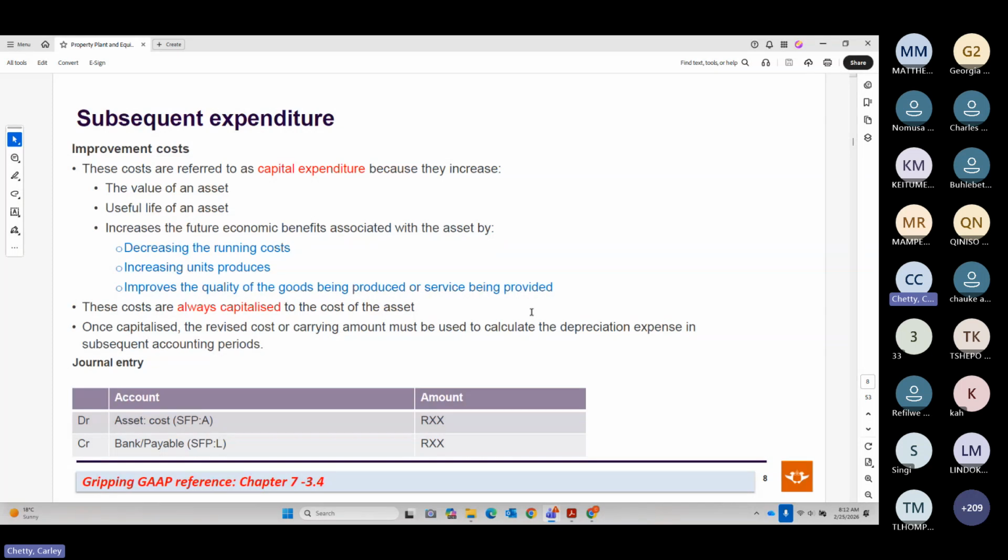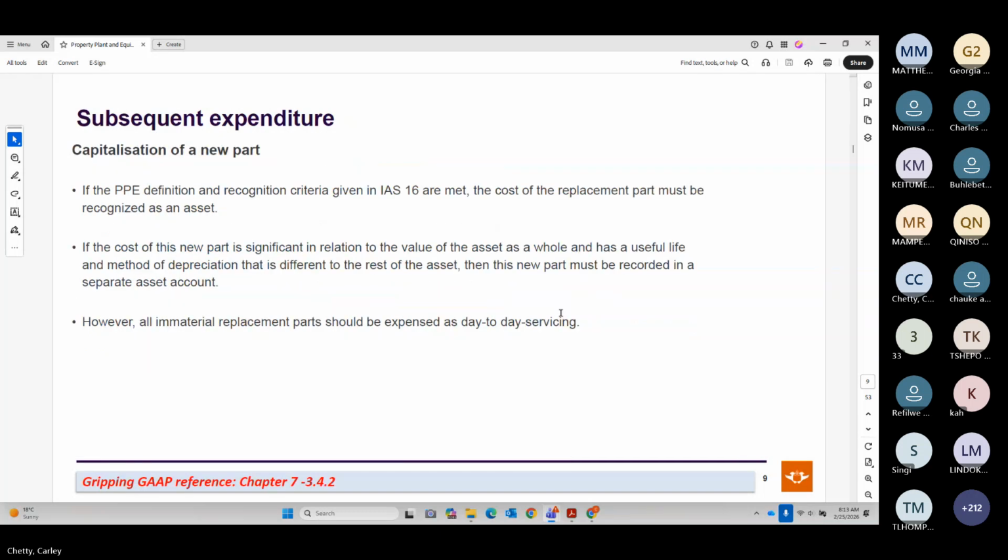Where we have an improvement cost and it results in a capitalization, the journal for that is going to be debit asset cost. And remember, you have to show that the asset is an asset. So if the asset is a vehicle, you'll say debit vehicle cost, and then in brackets, you'll show statement of financial position assets. Then credit bank or payable, depending how this PPE item was purchased. Just remember those journal entries because you will be asked journals for PPE at some stage.